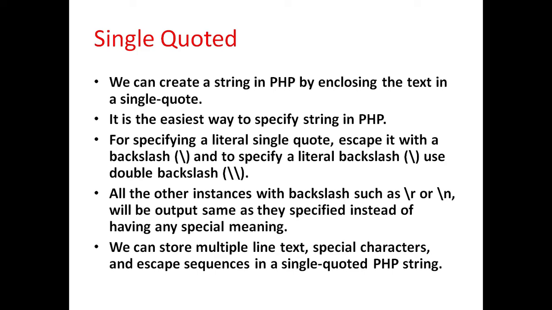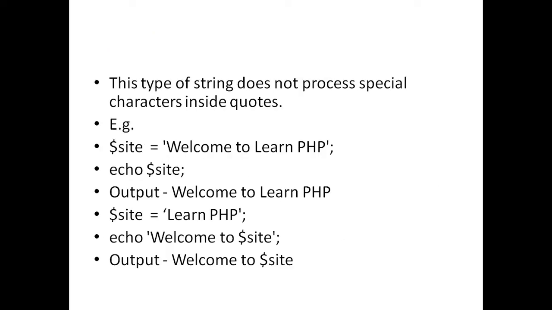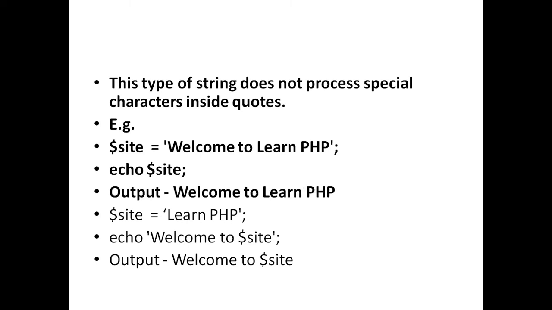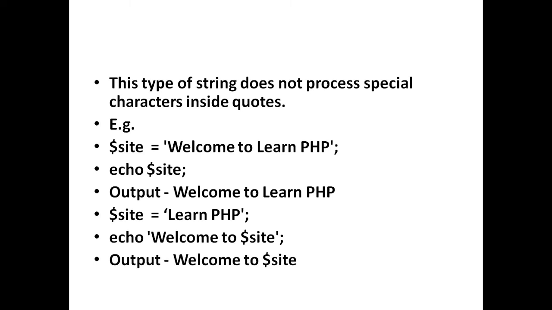We can store multiple line text, special characters and escape sequences in a single quoted PHP string. This type of string does not process special characters inside the quotes. For example, if we have defined a variable $site equal to welcome to learn PHP, and we print echo $site, the output will be welcome to learn PHP. And if we define $site equal to learn PHP, and in the echo statement we write welcome to $site, the output will be welcome to $site.